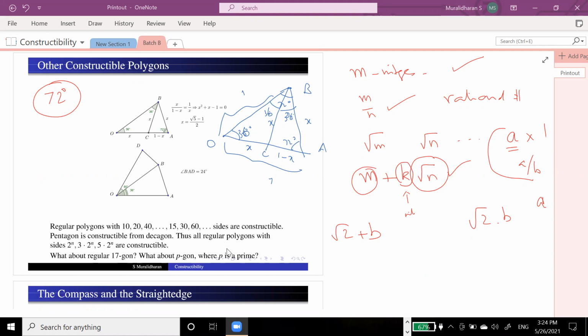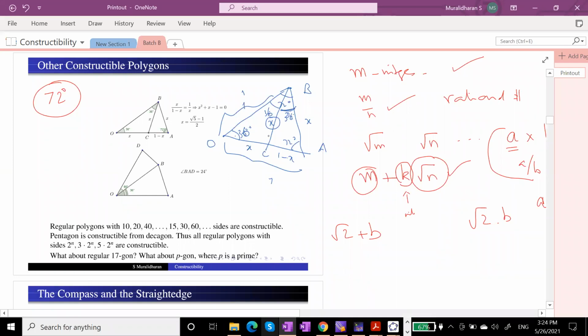I'm on mute. Okay. So if I do this one, my triangles OCB and OAB are similar. So I'm going to write down the proportionality conditions here. This x is opposite to 36 in this triangle. What will be opposite to 36 in the other triangle? In this triangle it is 1 minus x. So x by 1 minus x.